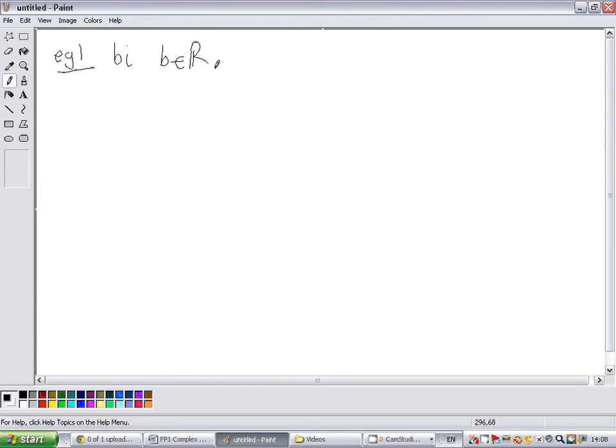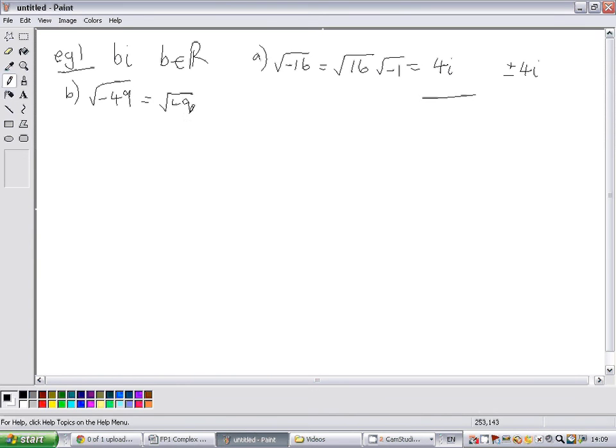So for part A, square root of minus 16, we did that in the previous question. You can write it as root 16 times root minus 1. Root 16 is 4, and square root of minus 1 is i. Now, of course, because the square root of 16 is plus or minus, we could say it's plus or minus 4i, but I'll just take the positive root in this question. Part B, same thing again. Root of minus 49, that's the square root of 49 times square root of minus 1, which is obviously 7i.